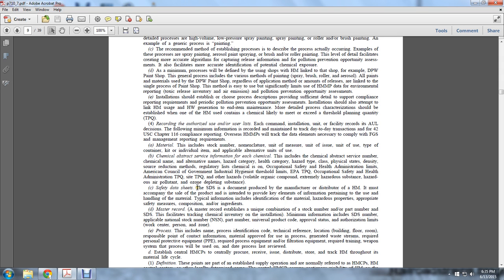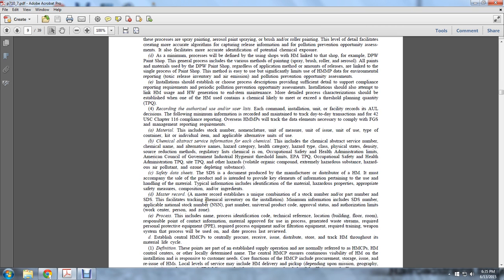Safety data sheets. The safety data sheet is a document produced by the manufacturer or distributor of the hazardous material. It must accompany the sale of the product and is intended to provide the key elements of information pertaining to the use and handling of the material, typical information, identification, material hazard properties, appropriate safety measures, composition, and or ingredients.